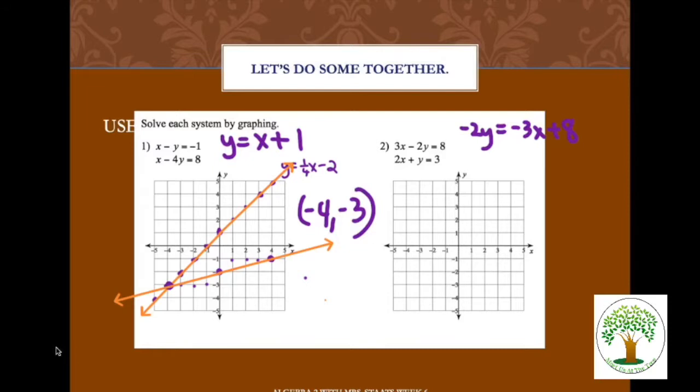Then what? Dividing by negative 2. Y equals positive 3 over 2 x minus 4. Wouldn't it be positive? That's what I meant. I'm sorry. Yes. And then what's the y-intercept? Minus 4. Yes. I'm going to get rid of all that stuff because I just don't have room for it.